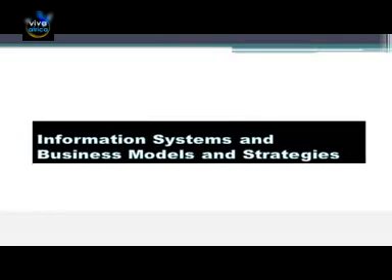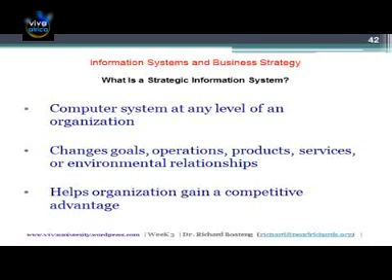So that takes us to our next stage: information systems, business models, and strategies. Information systems, business models, and what is a strategic information system? A strategic information system is an information system that enables a firm to create a strategic edge or develop a strategic edge in its marketing environment. So when information systems come into a firm, they may change the firm's goals, operations, products, services, and even the nature of its environmental relationships.